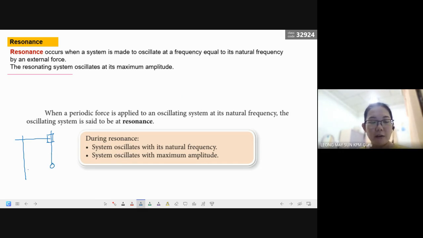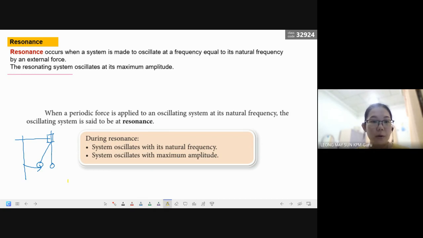But if there is wind coming and pushing this pendulum, or we take this pendulum and purposely displace it, we move the pendulum, that is called an external force. So when we force something to move, and then it moves at its natural frequency, that is what we know as resonance. So let's look at the definition of resonance.